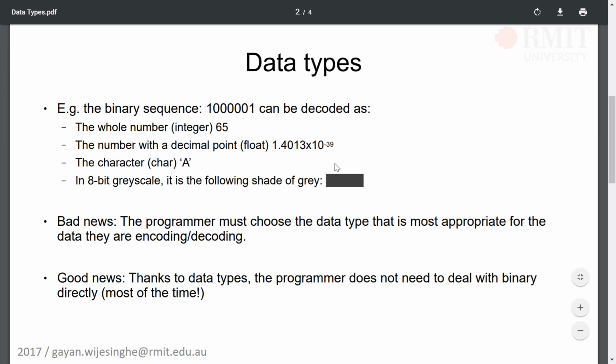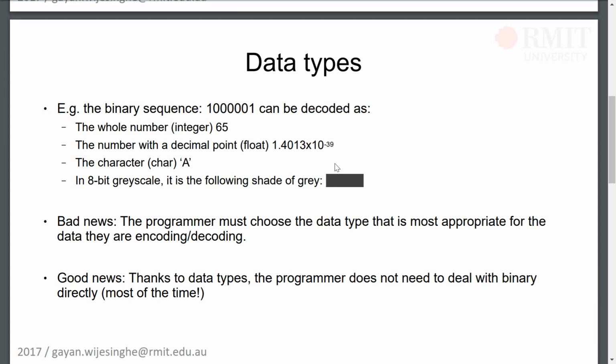So that's the bad news. The programmer has to choose the data type for the data that they are encoding and decoding. And you have to do it for every piece of information that you process. And the good news is you don't need to deal with binary. It's far easier to mention the data type, saying it's a whole number or a character or something else. That's a lot easier than dealing with ones and zeros. And the computer takes care of the encoding and the decoding for us. We just need to specify the data type.